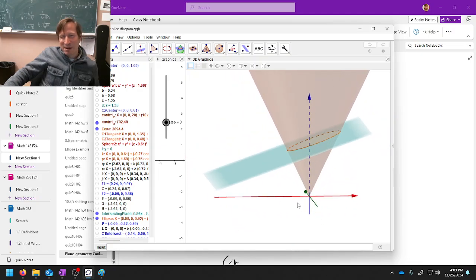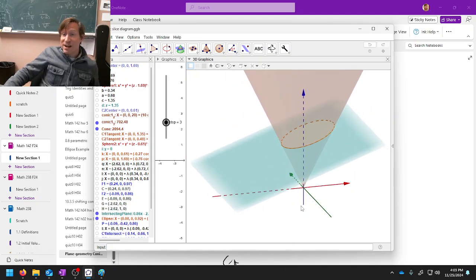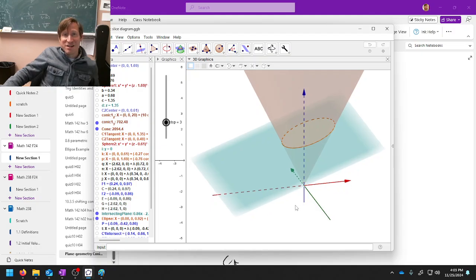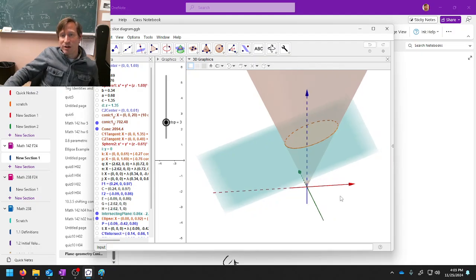The trick that someone came up with 2,000 years after the ancient Greeks figured out a lot of this geometry was imagining sitting a sphere into this cone, right?